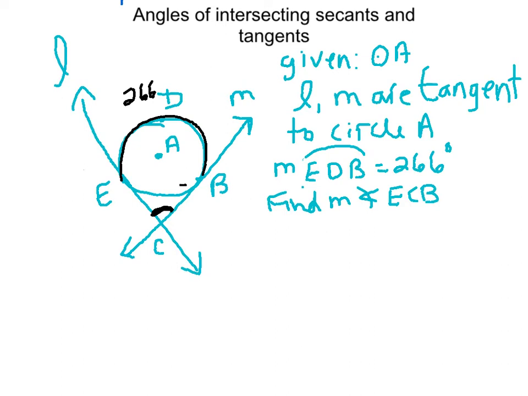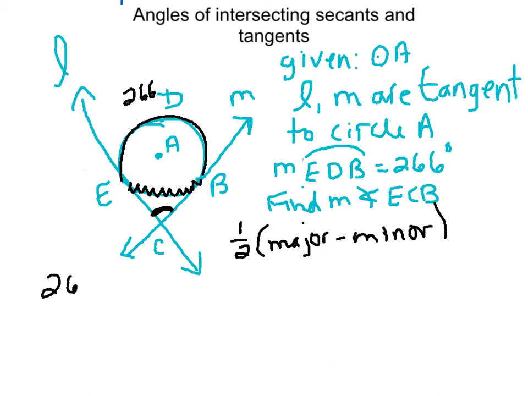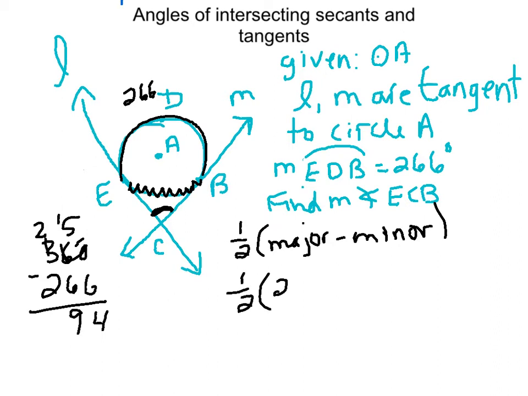It's created by two tangents to the circle. So the formula is going to be 1/2 of the major arc minus the minor arc. They've given us the major arc, it's 266. We need to find the minor arc, which is this guy right here. So 266, we're going to subtract that from 360. 10 minus 6 is 4. 15 take away 6 is 9. So our formula is going to be the major arc, 266, minus the minor arc of 94.